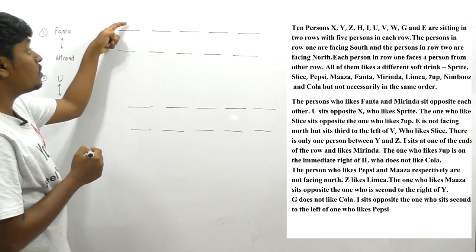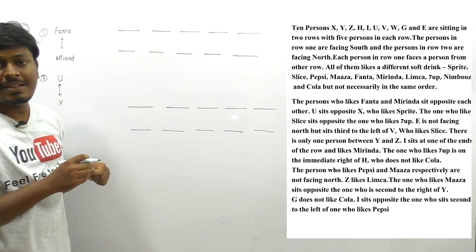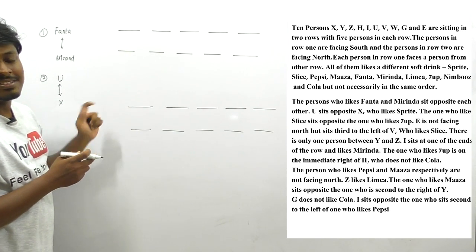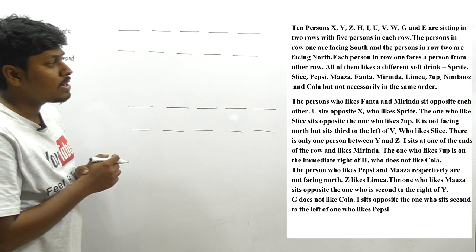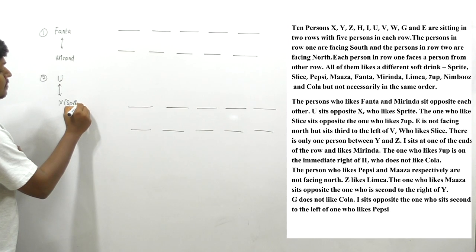We don't know whether U is facing north or U is facing south. Either U and X can be there, or X and U can be there, right? So there are more possibilities, but they have given that X likes Sprite. So X is liking Sprite.